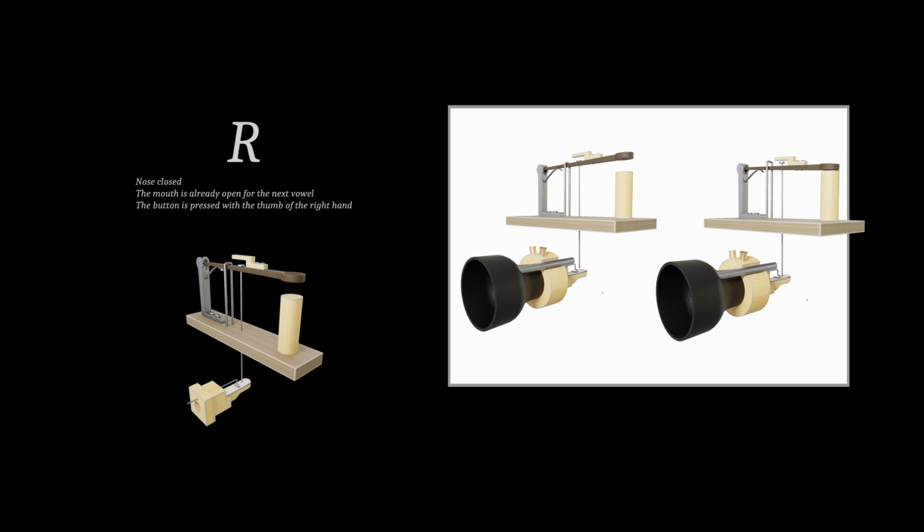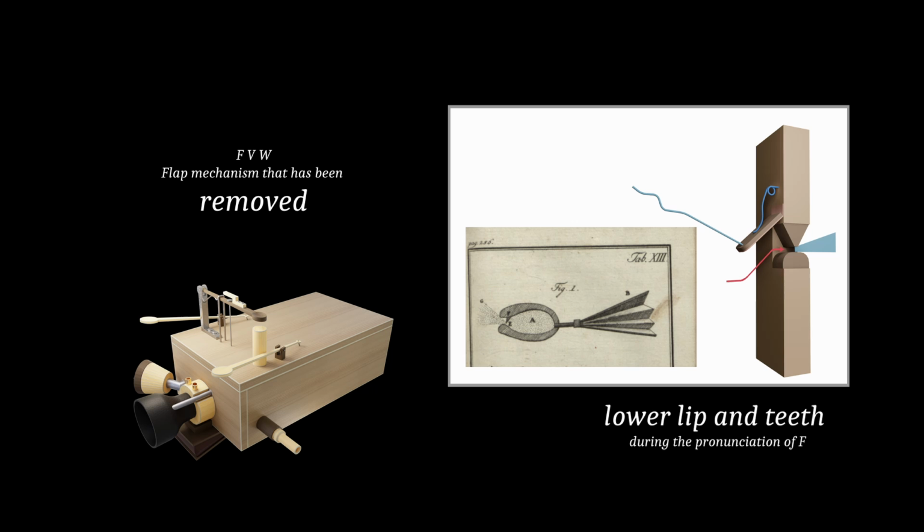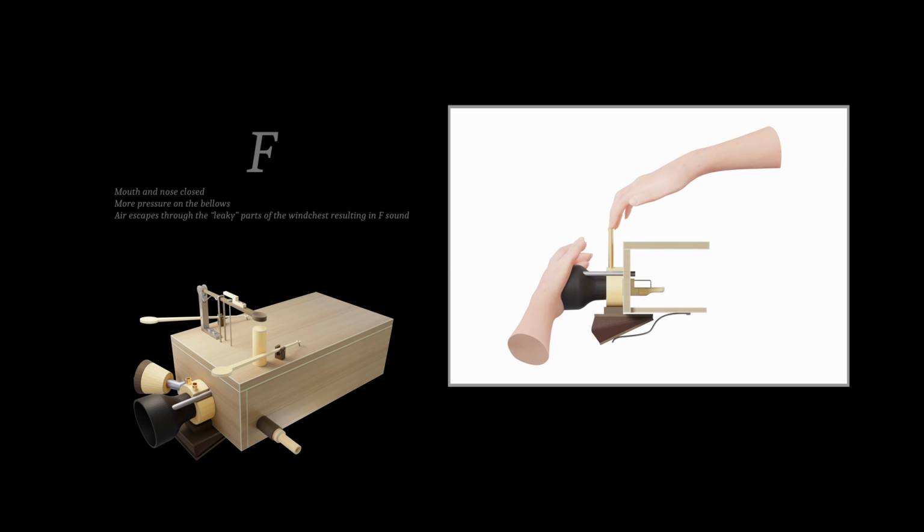Group 3: Letters produced with the wind chest. F, V, W: flap mechanism that has been removed. F: mouth and nose closed. More pressure on the bellows. Air escapes through the leaky parts of the wind chest, resulting in the F sound.